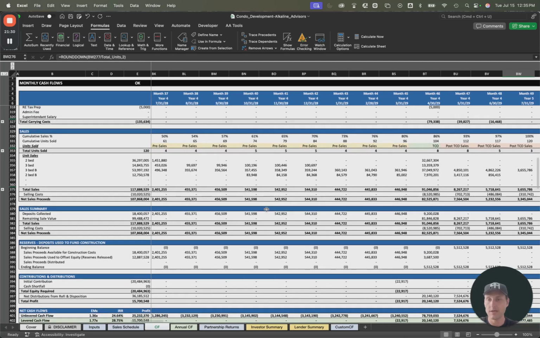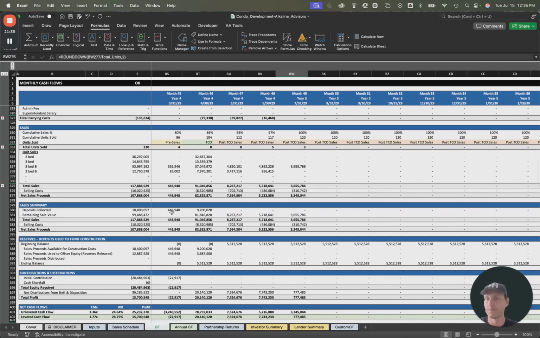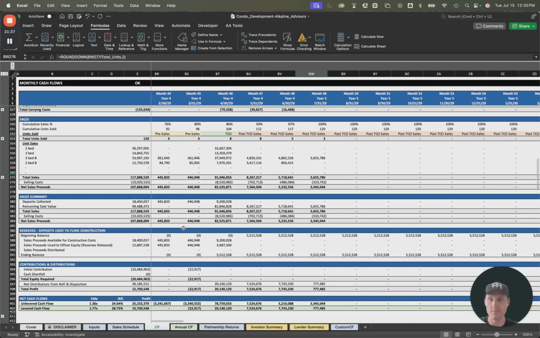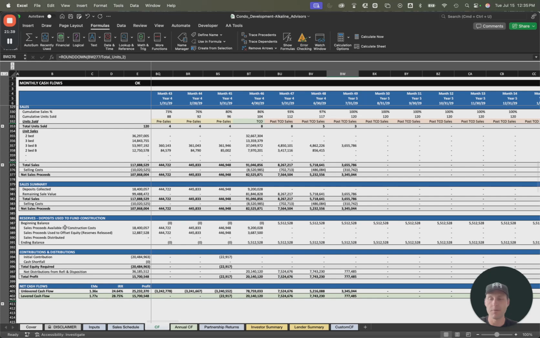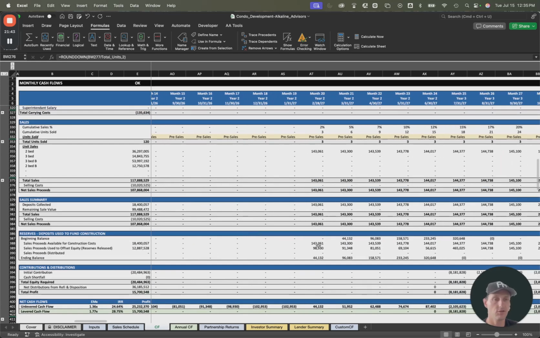Sales summary underneath in terms of deposits collected, remaining sale value, total sales, selling costs, and then we have net proceeds. And then we have reserves, deposits used to fund construction. Again, if we're able to use the deposits to fund construction, they'll show up here. When we have that toggled to off on the inputs tab, nothing will show up here.